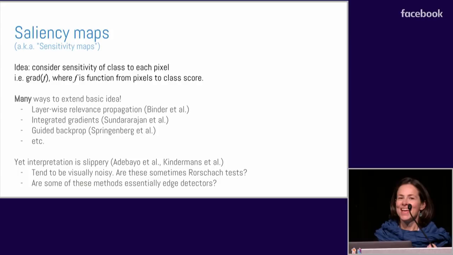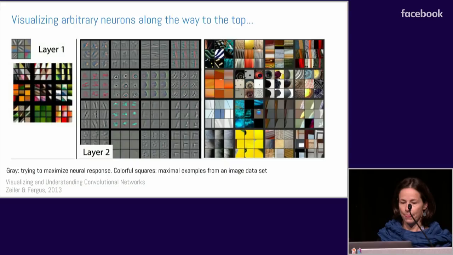It's sometimes easy to project onto them what you think you are seeing, right? Ooh, I see the dog face here. Ooh, I see the eyes, and sometimes you do. But is it really that it's paying attention to eyes and ears, or is it doing an edge detection kind of thing? There has been work trying to tease these things apart, and it's noisy. It's not clear that these things are doing what we want them to do. So just a word of caution there.